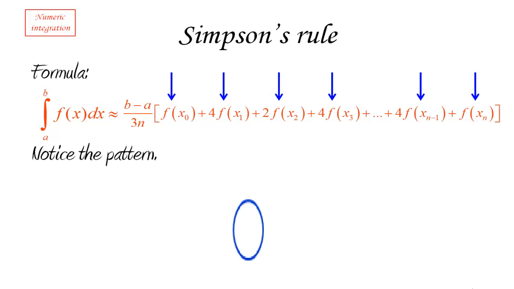Notice also that this time in front here, instead of having b minus a over n, which is our delta x for the midpoint formula, or b minus a over 2n, which was delta x divided by 2 for the trapezoidal formula, we have a 3 in there, and that corresponds to the fact that for each of the parabolas we need 3 points. Remember, for each trapezoid we needed 2 points, for each midpoint we needed 1 point only. Now for this parabola we need 3 points.